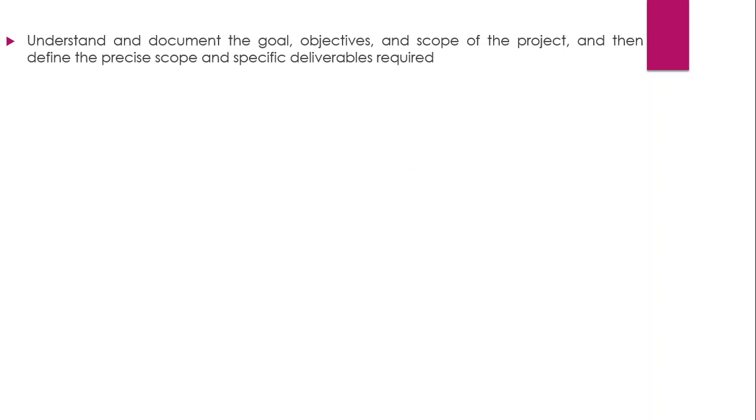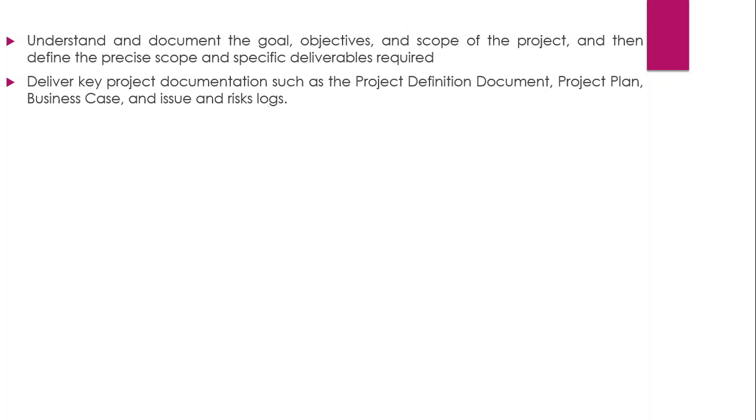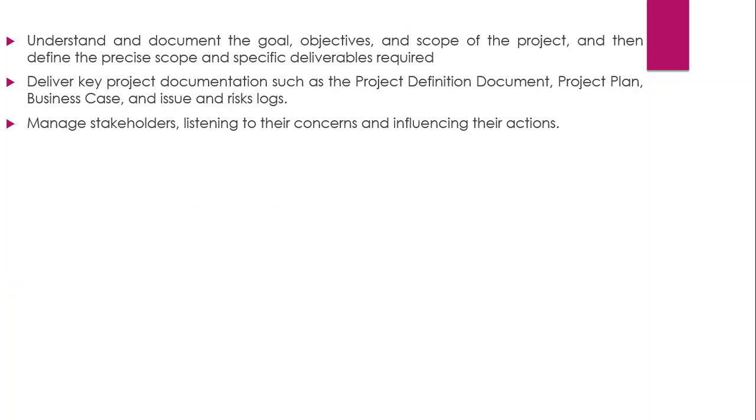Number one, a project manager should be able to understand and document the goals, the objectives, and the scope of the project, and then define the precise scope and specific deliverables required. That's self-explanatory. Number two, they deliver the key project documentation, such as the project definition document, project plan, business case, and issues and risk logs. Number three, they manage the stakeholders, listening to their concerns and influencing their actions.